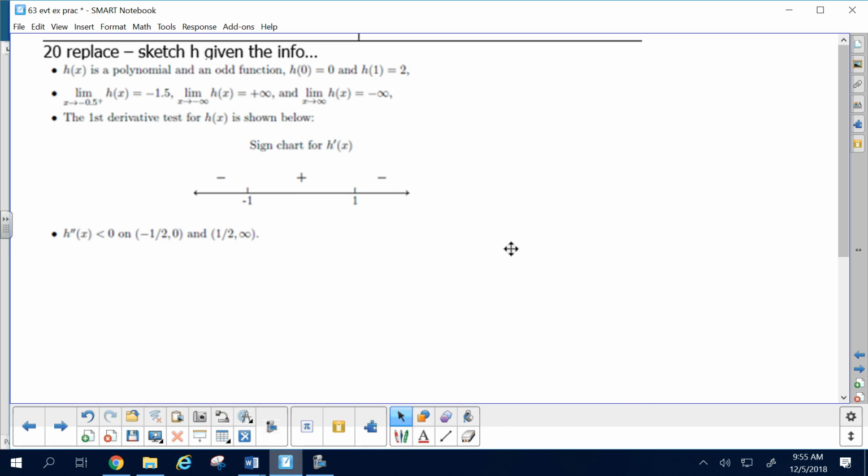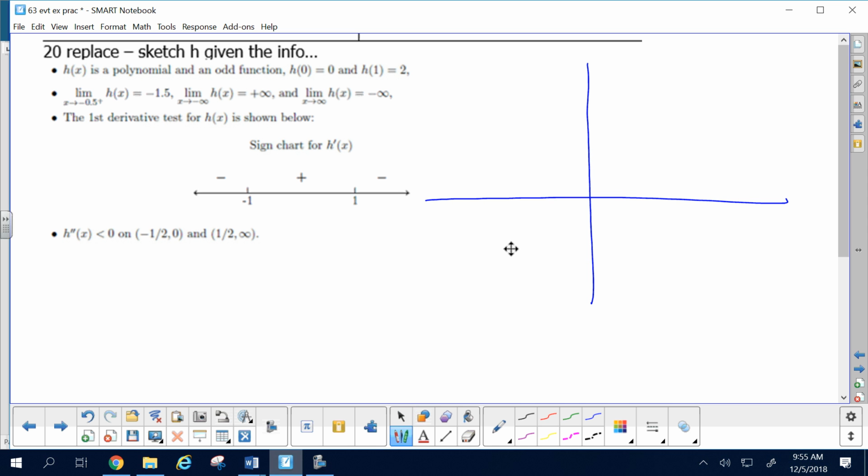Are you ready? There's a lot of thinking to be done here. H is polynomial. It's odd. What does that tell you? Symmetry about the origin. Odd is symmetric about the origin. H of 0 is 0. Any odd function must either have a vertical asymptote or pass through the origin. H of 1 is 2.